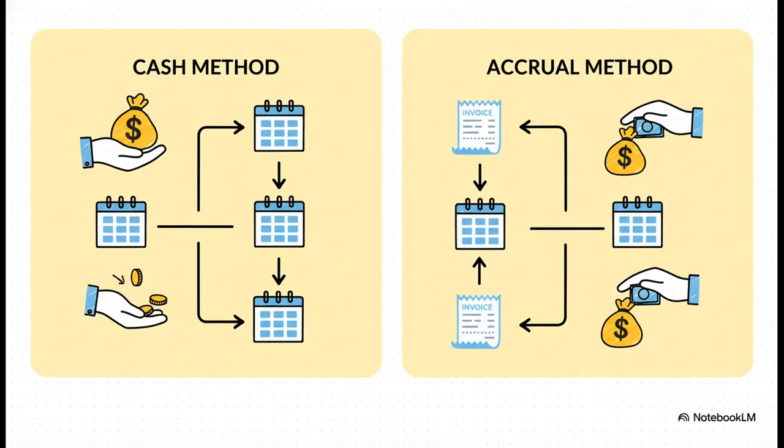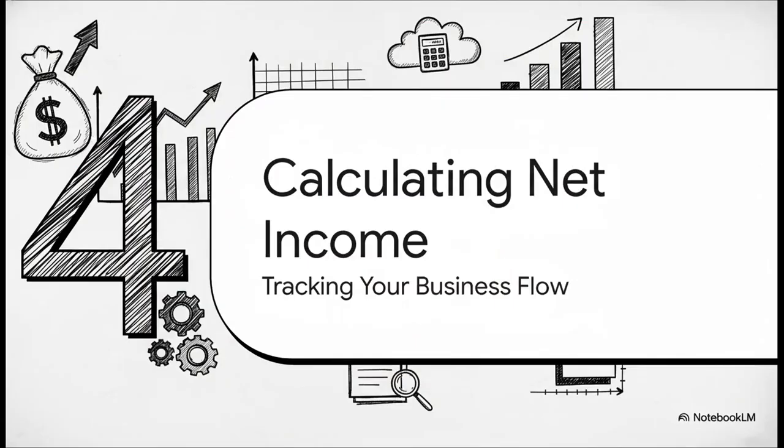Now pay close attention. Only farmers, fishers, and self-employed commission agents can choose the cash method. Pretty much every other business has to use the accrual method. So, that brings us perfectly into Section 4. Once you've figured out your reporting method, you can start the main event, calculating your net income.